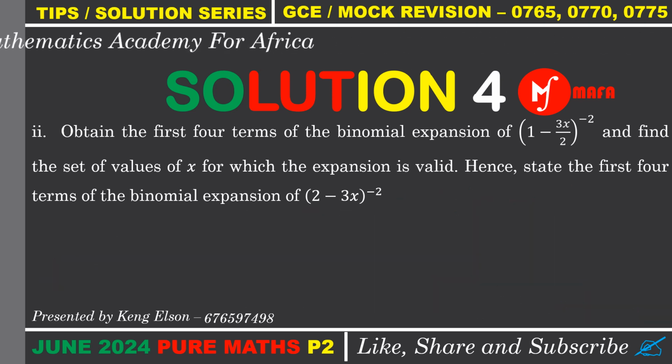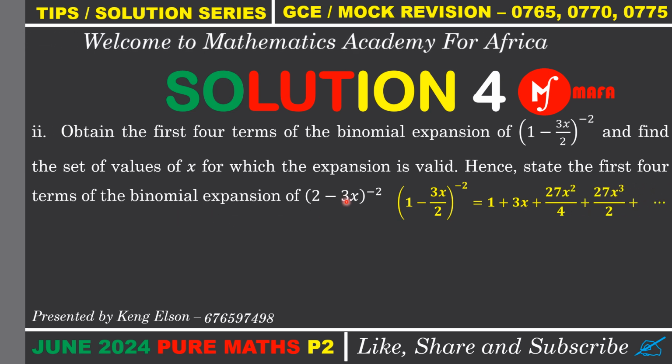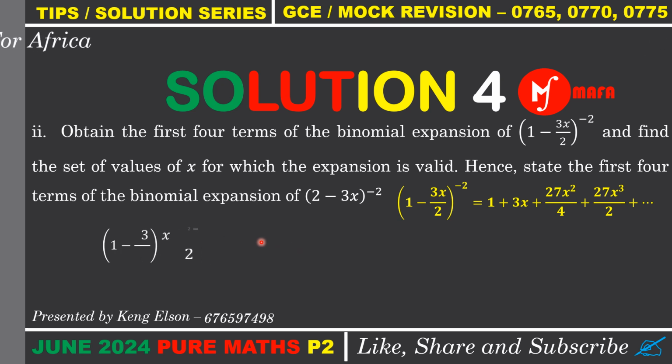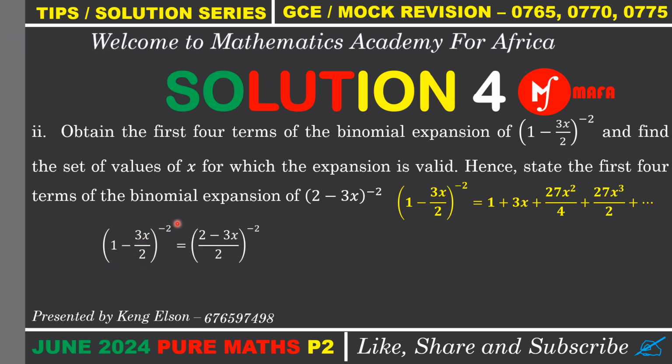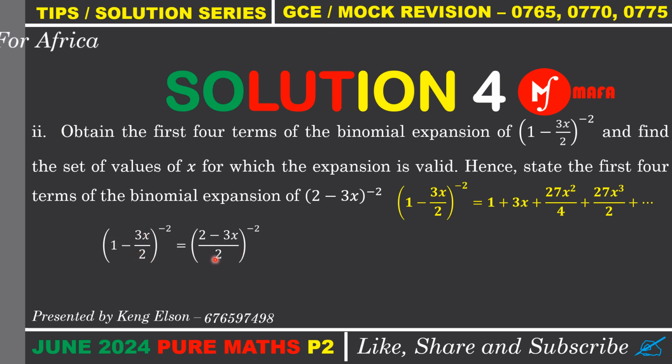Alright, now we need to get the first 4 terms of the binomial expansion of 2 minus 3x to the power negative 2. Now we are going to keep this result. Alright, now this, you realize that this 1 minus 3x on 2 to the negative 2 is equal to the LCM is 2, alright? So you are just going to have 2 minus 3x all divided by 2, then raised to the power negative 2.